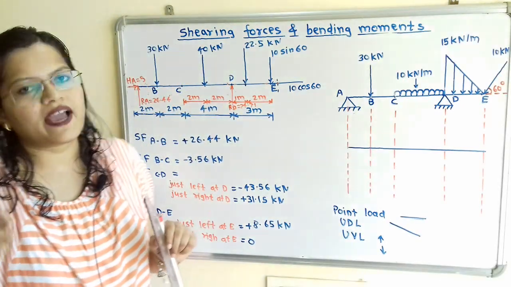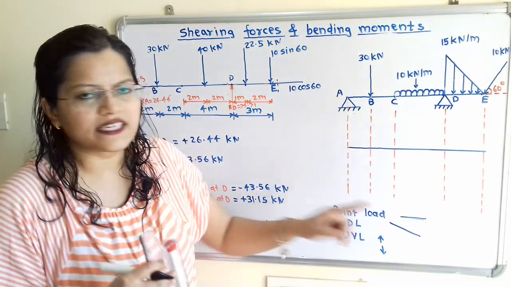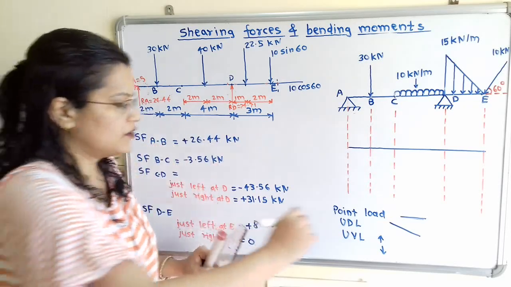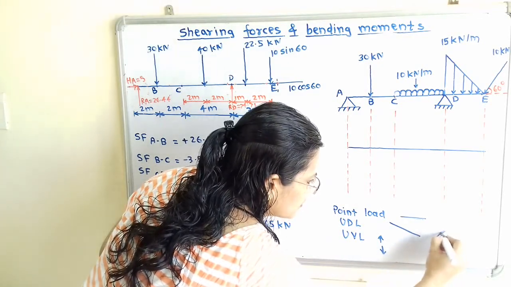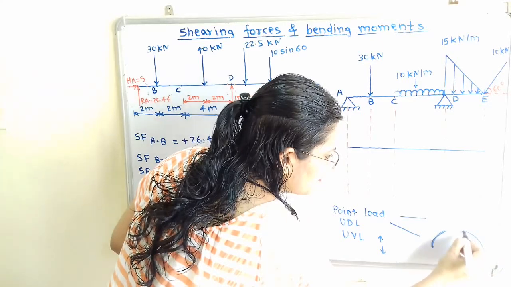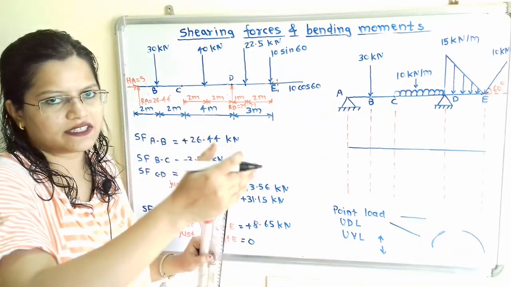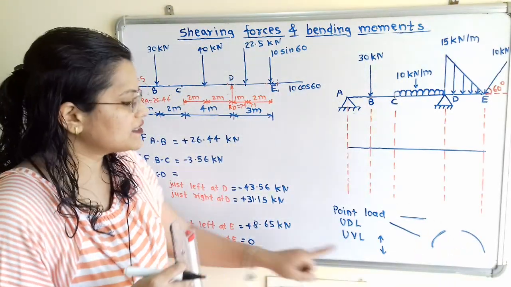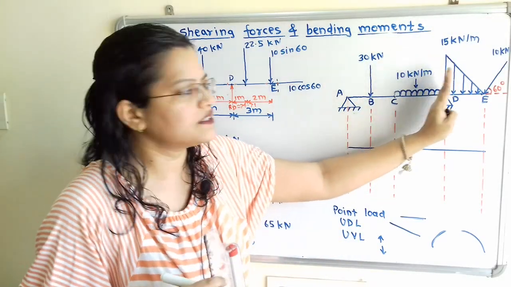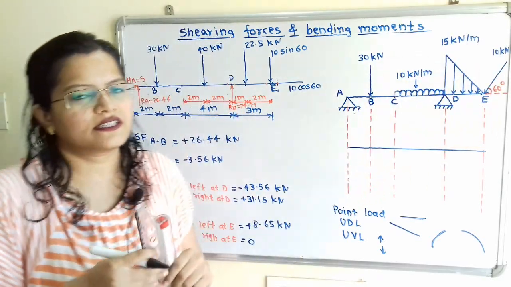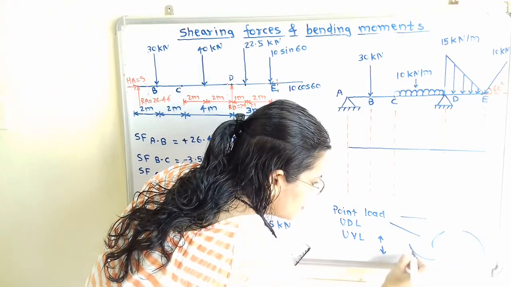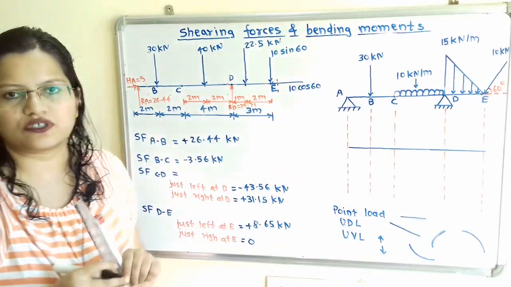Then for uniformly varying load, if the load is increasing, then we have to show the convex shape parabola. So this shape is here, I will show here. This is the parabolic shape. So in this way we have to show the parabolic shape if the load is increasing. And if the load is decreasing, that means in this diagram the load is decreasing from this point D to the point E, then we have to show the concave shape. So here is the concave shape. So this shape we have to show the shear force.